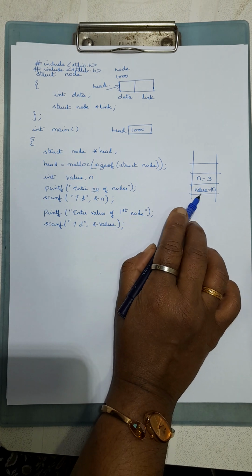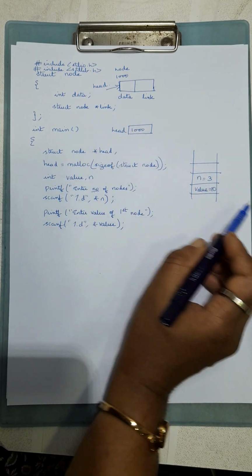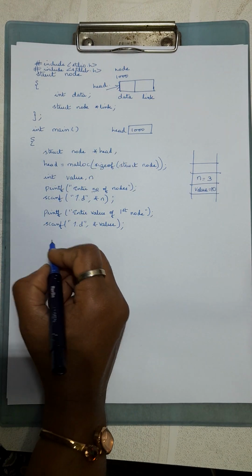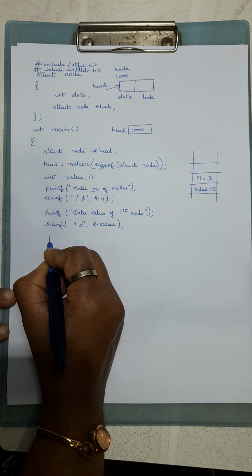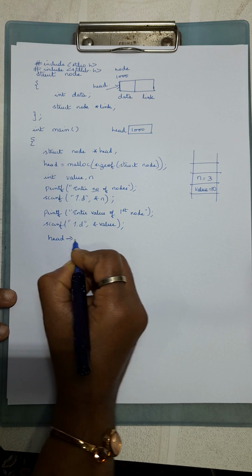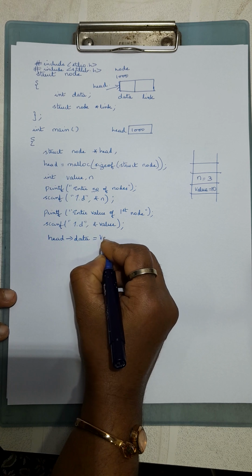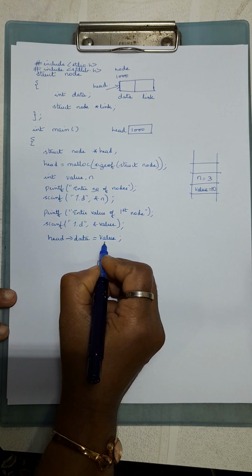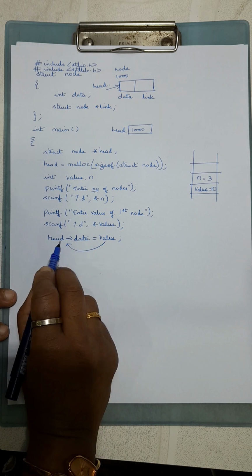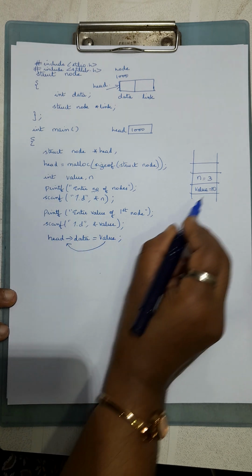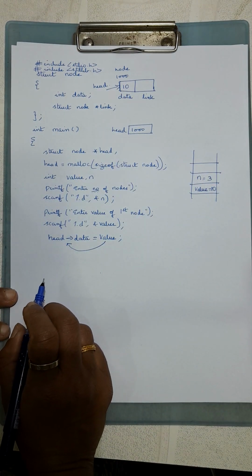Now I have to copy this variable value into data. How do I do that? Using the arrow operator. Head is pointing to the first node. So using head, the arrow operator, data. Since I'm adding a value to data, head arrow data is equal to value. So what exactly is happening? The content within value is stored in head arrow data. So after this line, the value 10 is stored in the node.